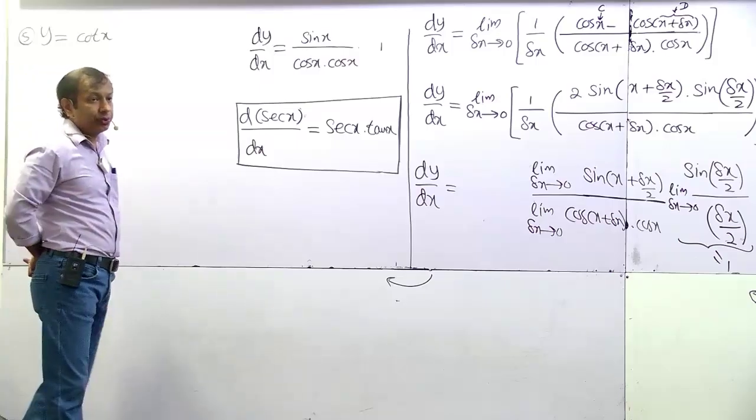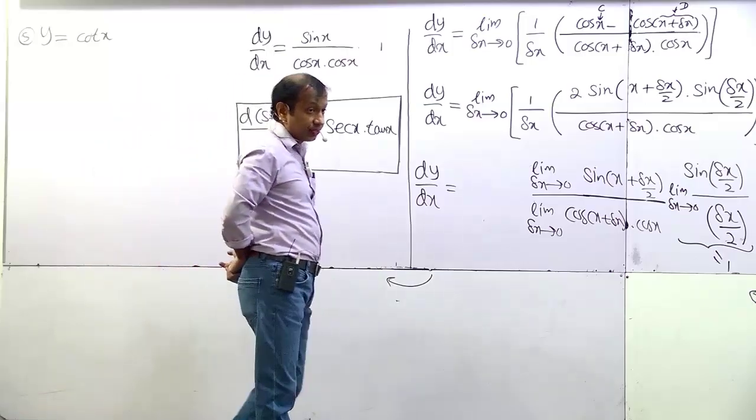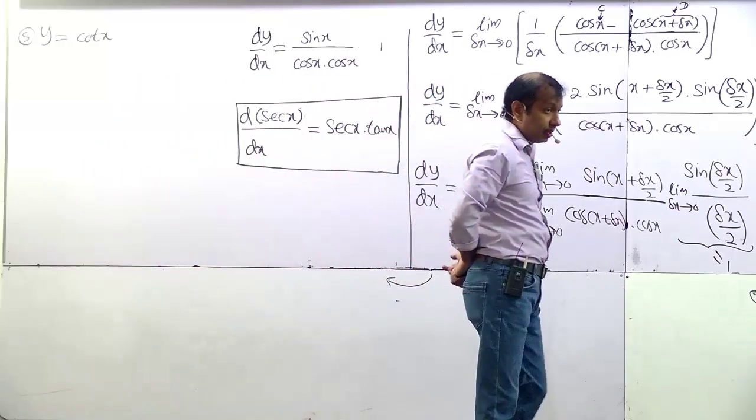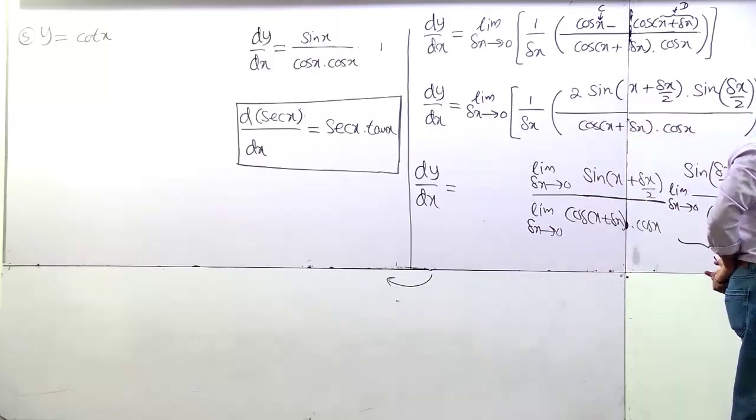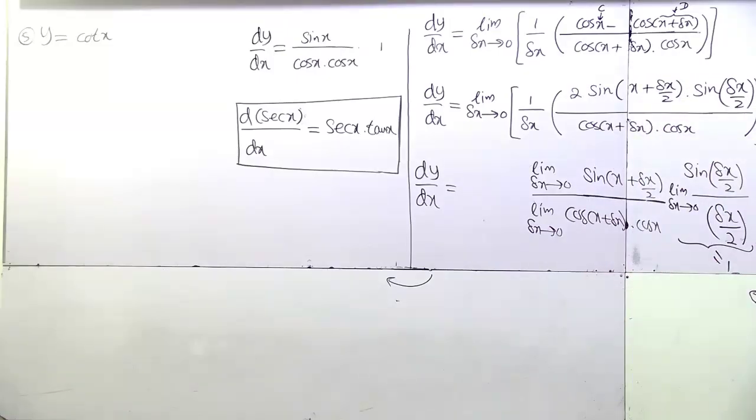Cot x derivative is minus cosec squared x. See whether you can get it, minus cosec squared x. Cot x derivative is minus cosec squared x. See whether you get this.